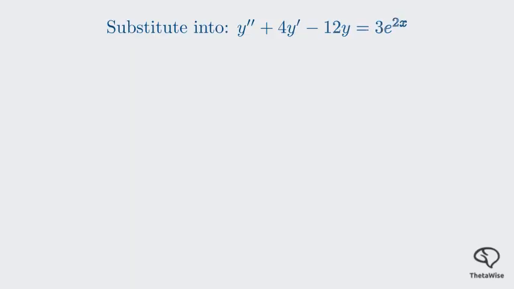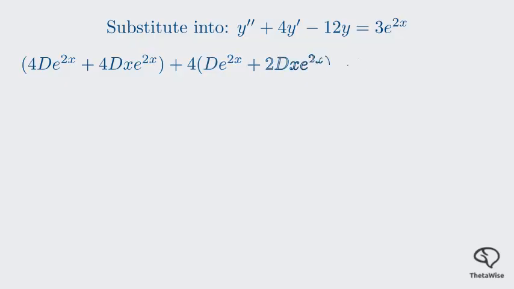It's time to substitute them into our non-homogeneous equation to find d. Remember the equation, d squared y by dx squared plus 4 dy by dx minus 12y equals 3e to the 2x. This will look long, but don't panic. We are substituting the 3 expressions that we just derived. The second derivative, 4d e to the 2x plus 4dx e to the 2x, plus 4 times the first derivative, d e to the 2x plus 2dx e to the 2x, minus 12 times y sub p, dx e to the 2x. All of this must equal 3e to the 2x.